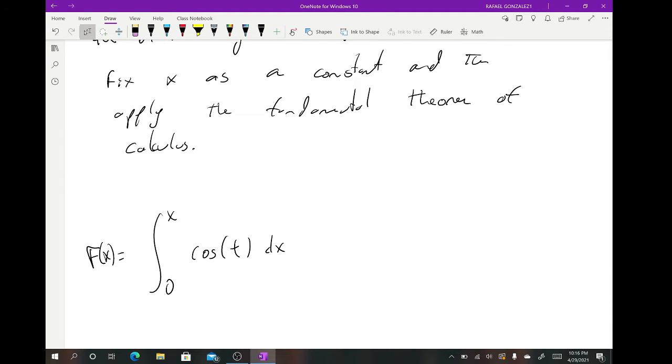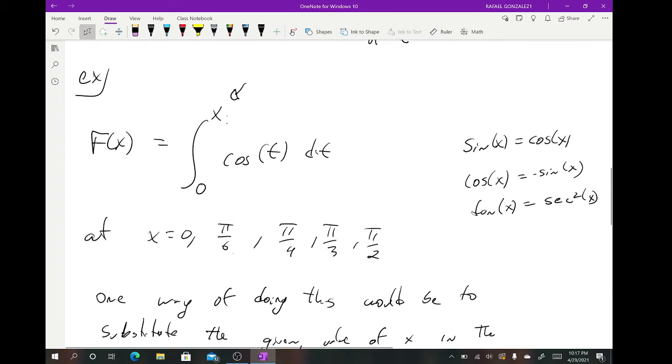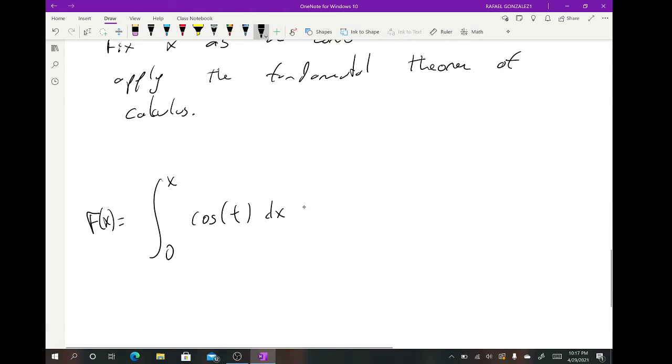So if we're fixing x, we're going to treat it as a number, and we're going to integrate as we normally would. So now what is the antiderivative of cosine? The antiderivative of cosine is sine. So we have that this is equal to sine of, well, not sine of x, sine of t, because we're doing this with respect to t. So this is sine of t evaluated from 0 to x.